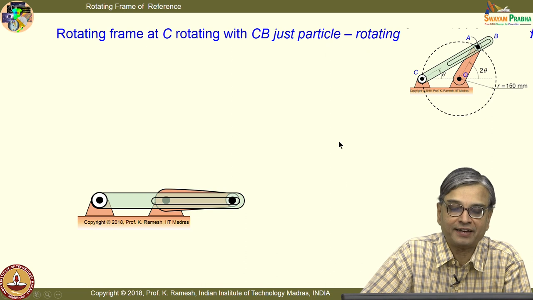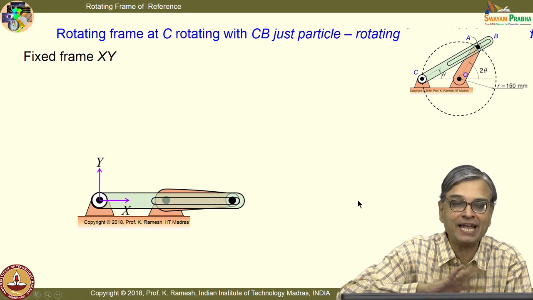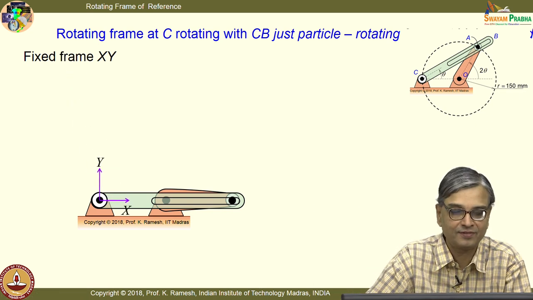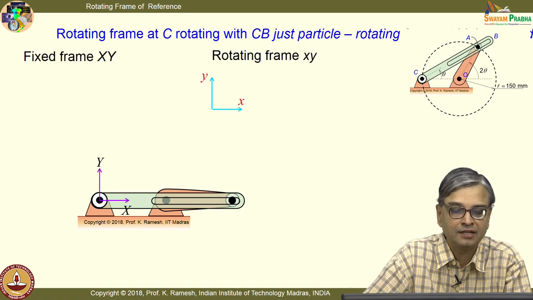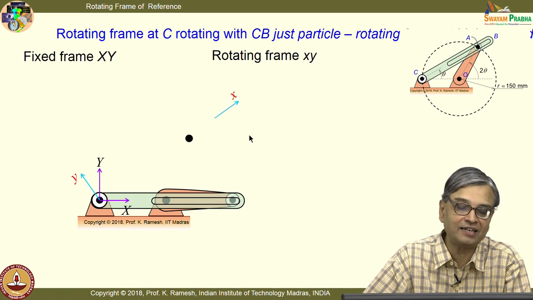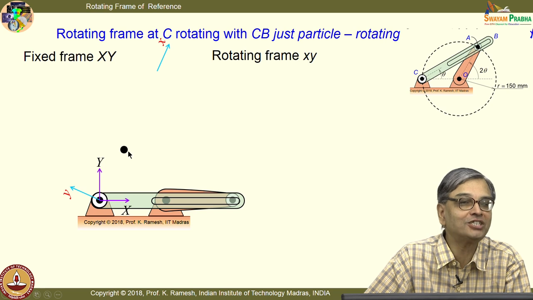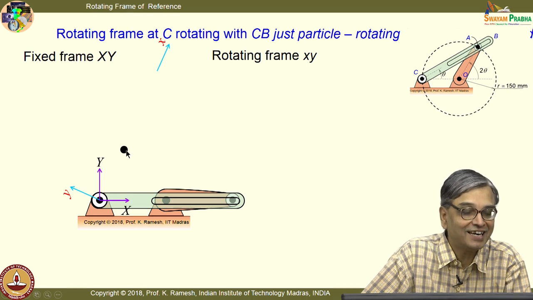Just the particle is rotating. Let us also look at just the particle rotating. These are all the same animations where I play with the groupings. I will have the rotating frame and also the particle. At least do you recognize that this particle is rotating in a circular motion? It is nothing but the particle at the end of the crank. You do not see all of that.